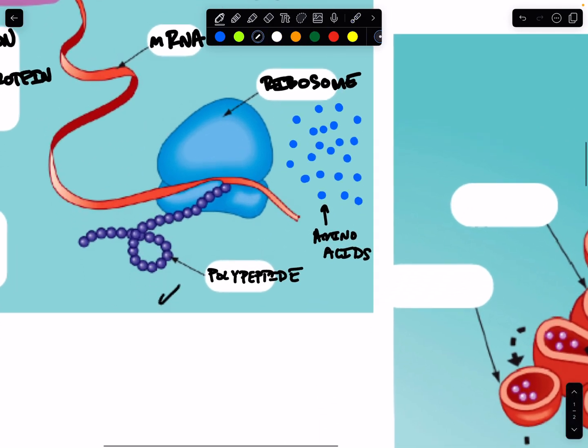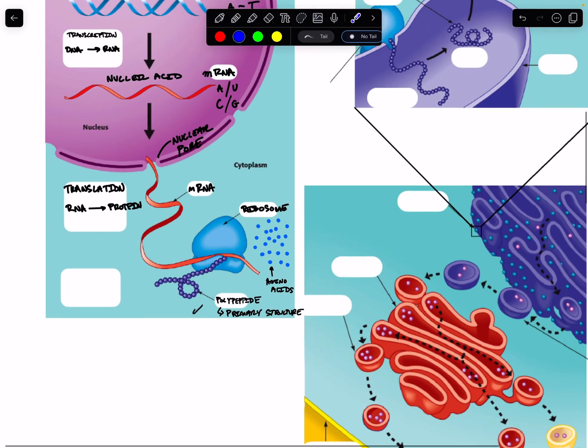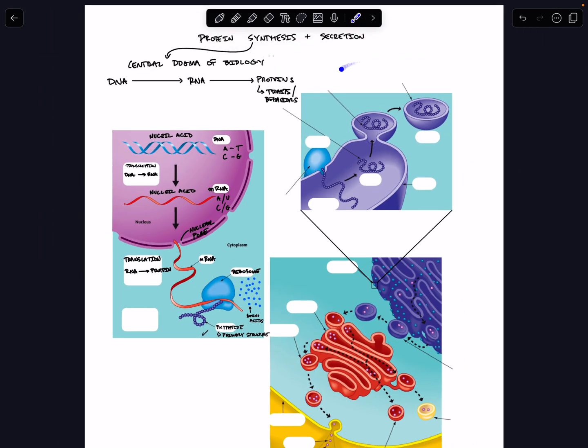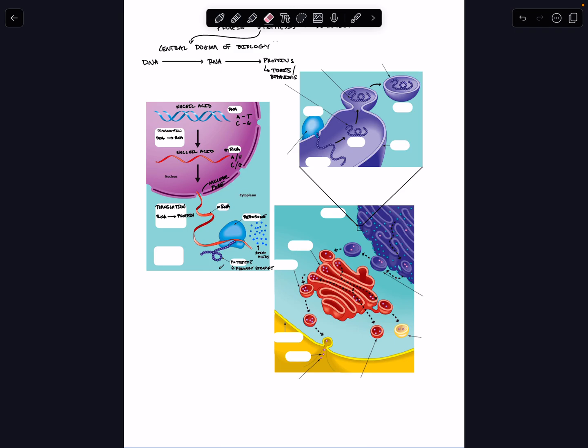So remember, this polypeptide is a primary structure protein. And in order to become a functional protein, it needs to be folded into secondary and tertiary structure. And that's a bit about what's going to be happening in the screencast tomorrow, where we're going to talk about this process, how the protein becomes a functional protein by being folded, and then how that protein is moved around the cell and sent to where it needs to go.